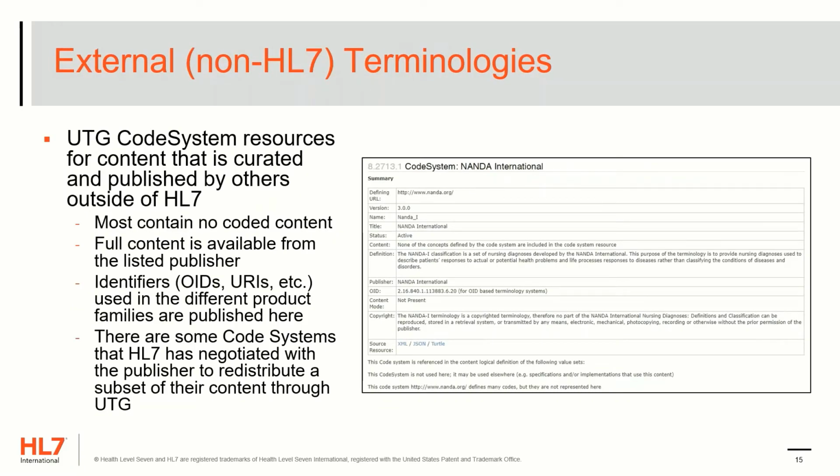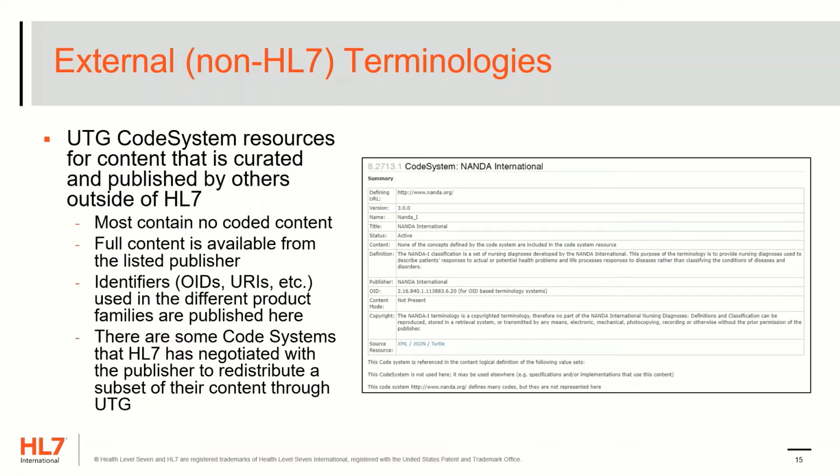On the previous slide, I mentioned that UTG includes some external content. These code systems are maintained and published by other organizations. UTG provides a single place for HL7 required identifiers like canonical URL, OID, etc., and related code system information needed by the HL7 implementation community. HL7 does not maintain the content in these external code systems, but in some cases, HL7 has negotiated permission to republish external content.